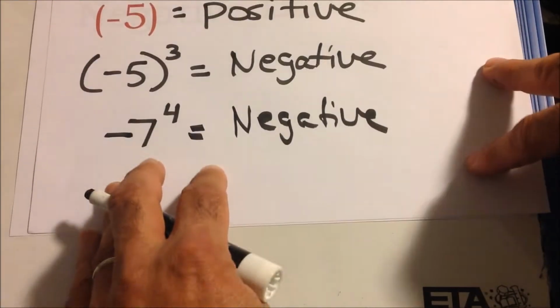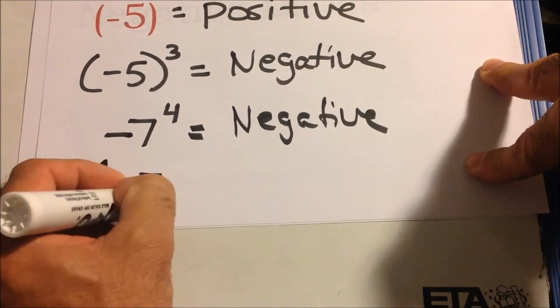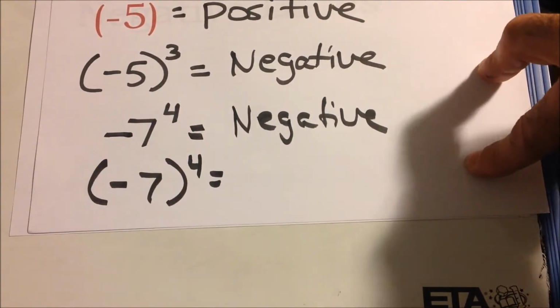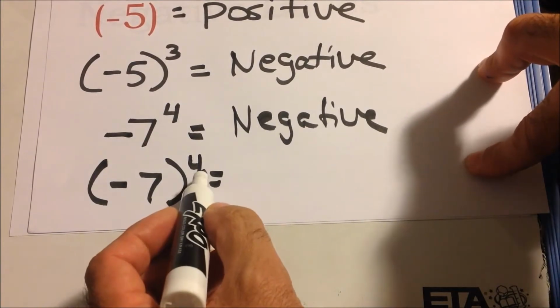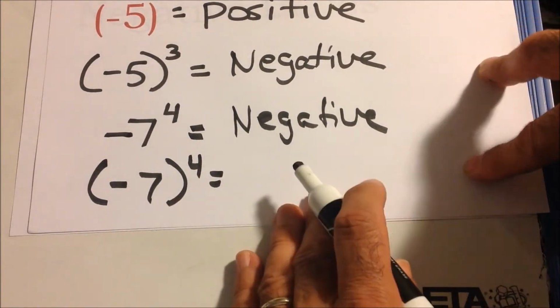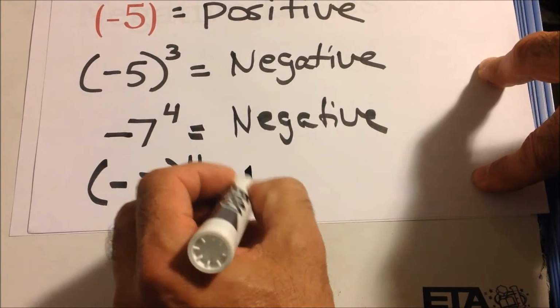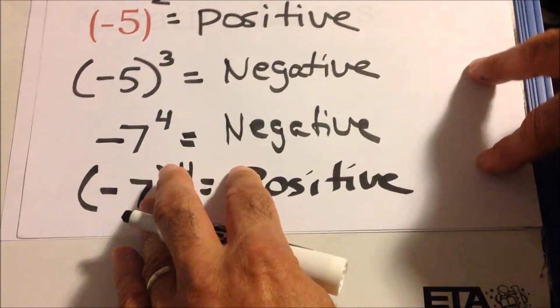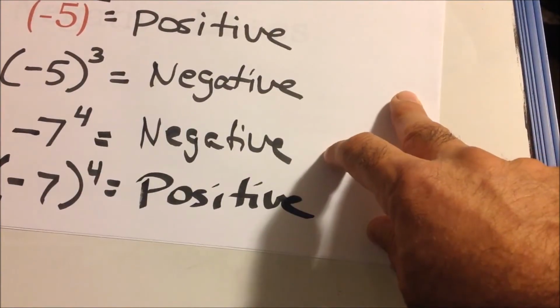Okay, let's try this now. What if I had parentheses, -7 to the 4th power? Will the answer be negative or positive? Look at the exponent. It's even. If the exponent's even, it will always be positive. So keep that in mind when we do problems.